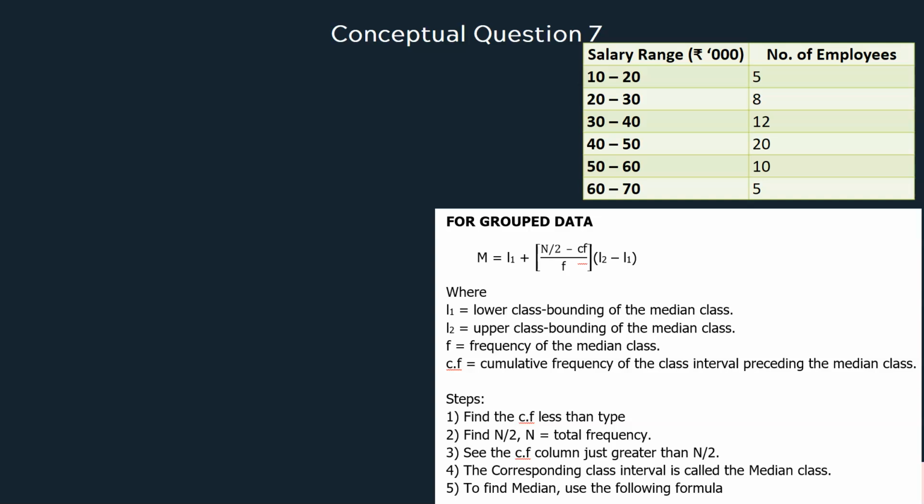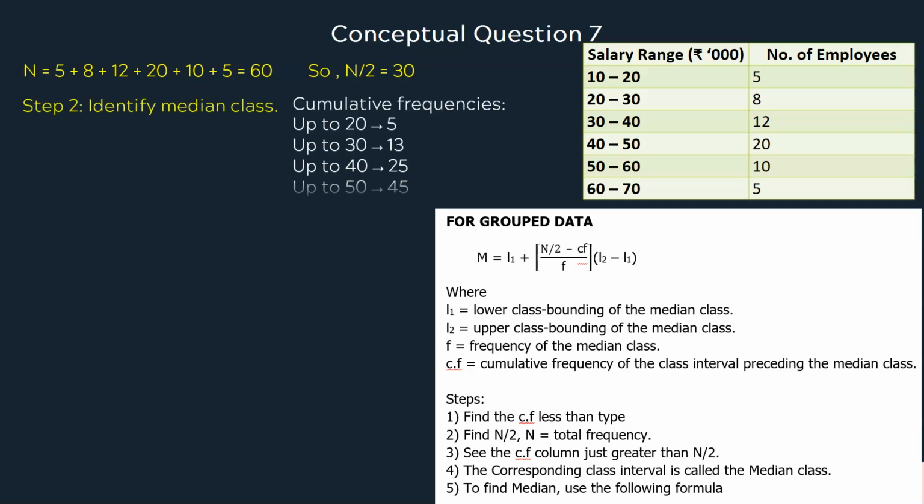So in step 1, the total frequency, that is capital N, will be simply 5 plus 8 plus 12 plus 20 plus 10 plus 5, which is equal to 60. And also capital N divided by 2 equals 30. Then in step 2, we will identify the median class. And to find this, we will make this cumulative frequency chart.